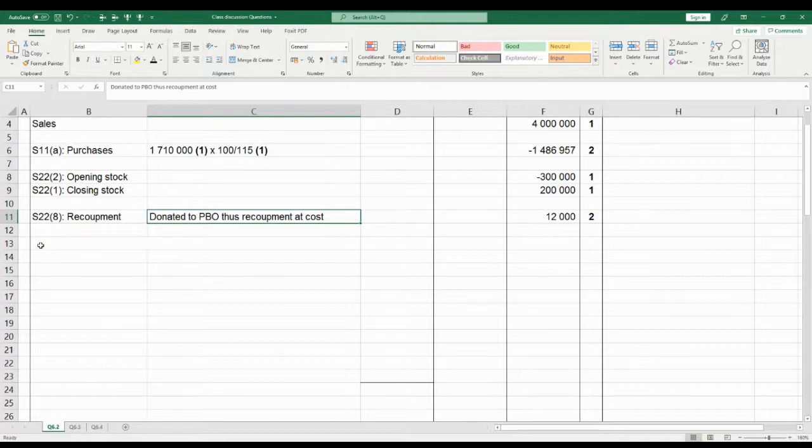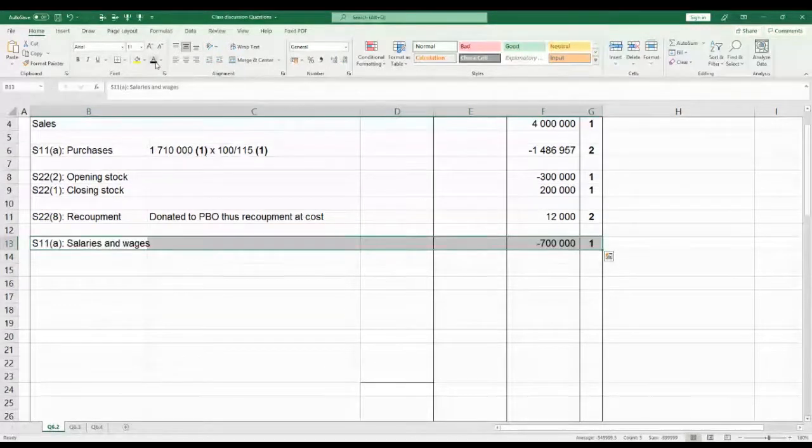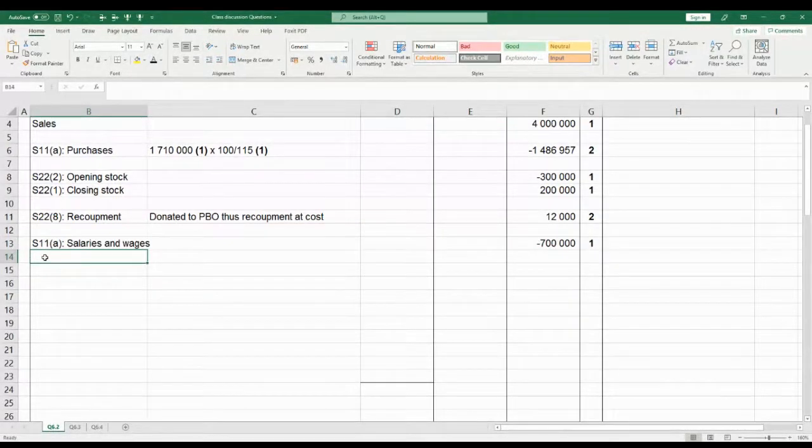Then the next information they've given us was salaries and wages, to the value of 700,000, which you can deduct in terms of section 11A.